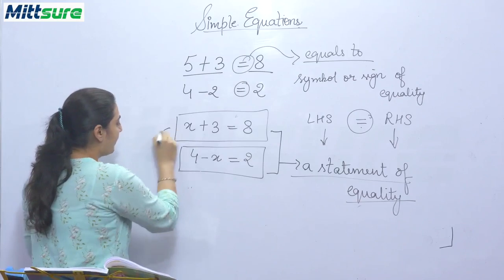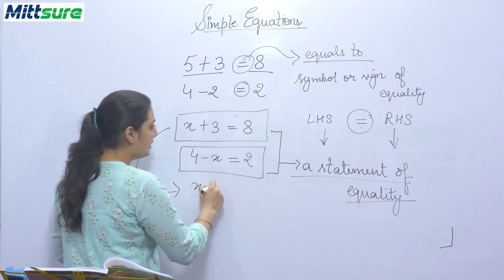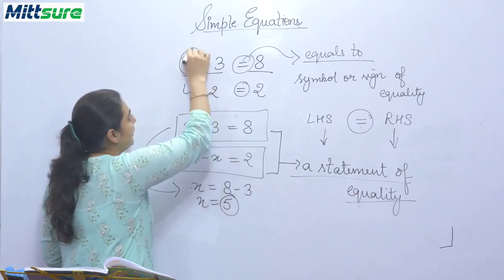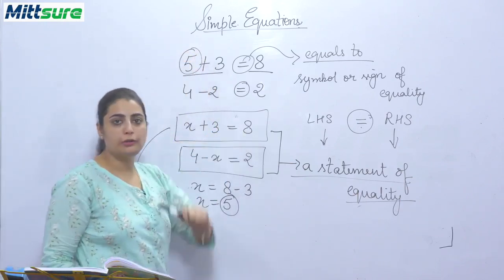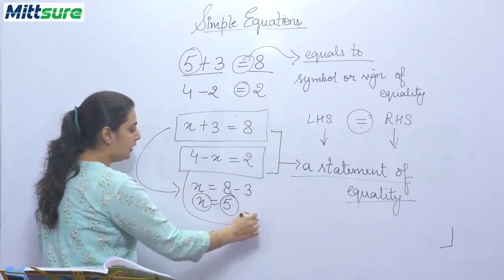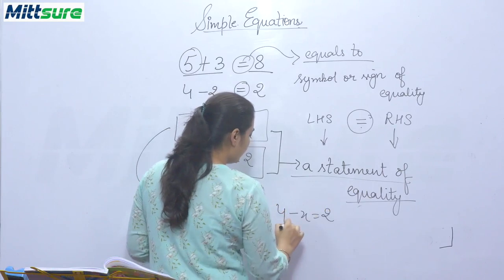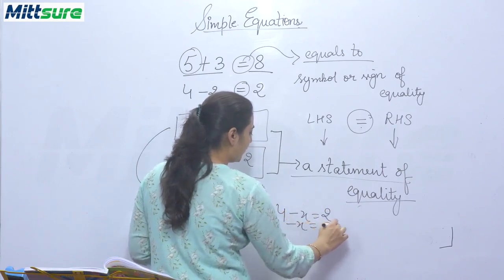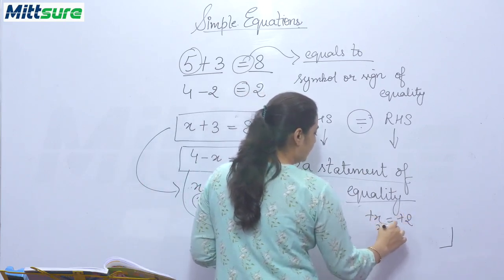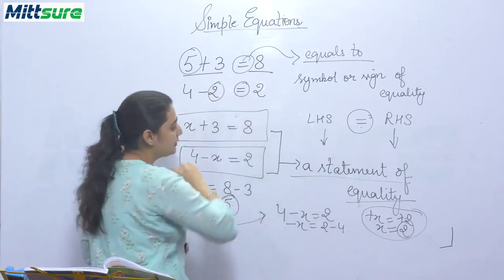Let us take this. Suppose here I have to find out the value of x. So what do I do? x is equal to 8 minus 3, x is equal to 5. So see, here it was that 5 plus 3 is equal to 8. So this variable is having a value of 5. Now let us see what we get in the second case. 4 minus x equals 2. So minus x equals 2 minus 4. So minus x equals minus 2. Minus sign cancelled with each other. x is equal to 2. So here you can see that the value of x is 2.